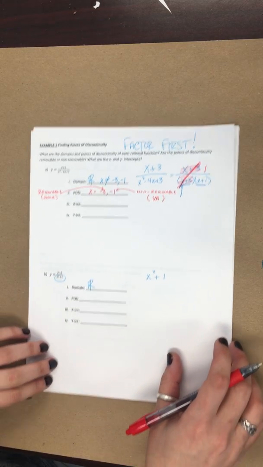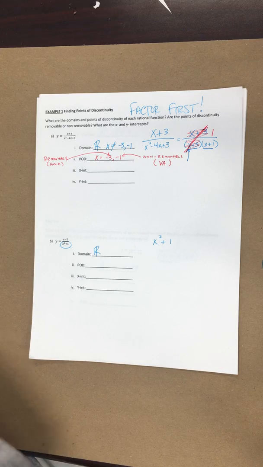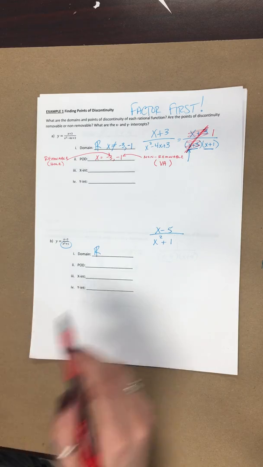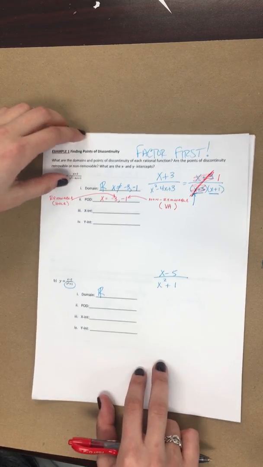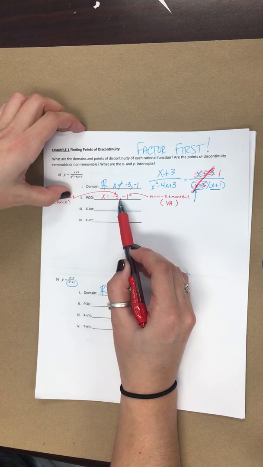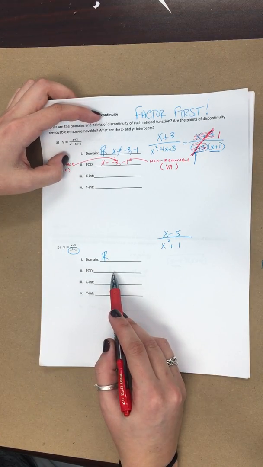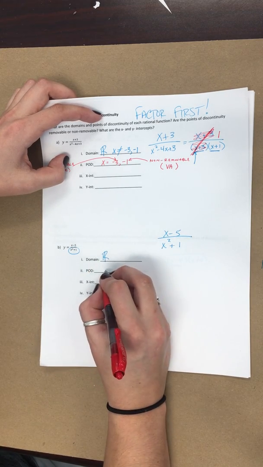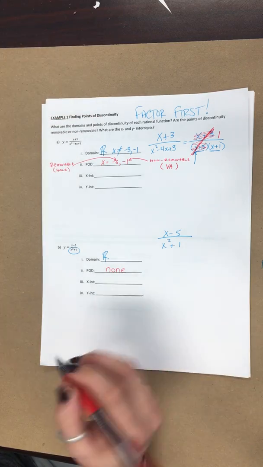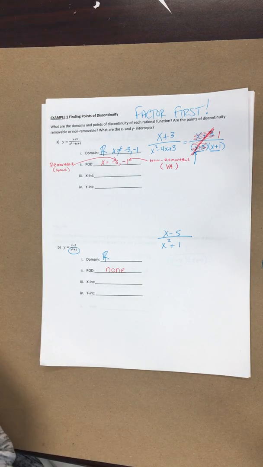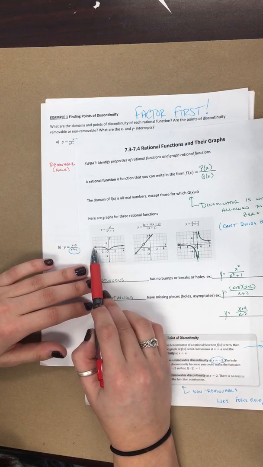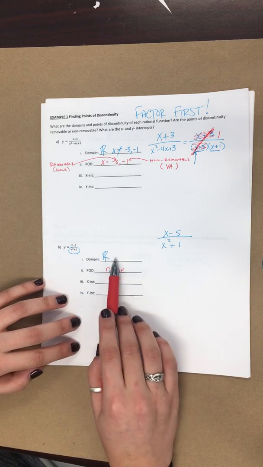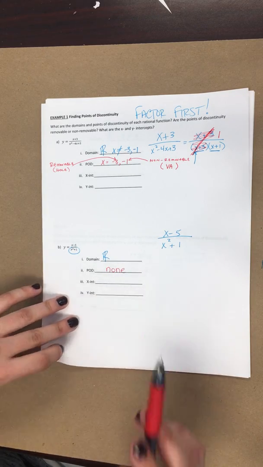Okay, in our next problem, we have x minus 5 over x squared plus 1. Now, in the previous problem, it was super easy. We just wrote -3 and -1 down here. But for this one, there wasn't one. So since there's nothing to write, we're going to write none. So there aren't any points of discontinuity. That means it's going to be continuous, like this one right here. Okay? So if there's nothing to write here, you can just write none.